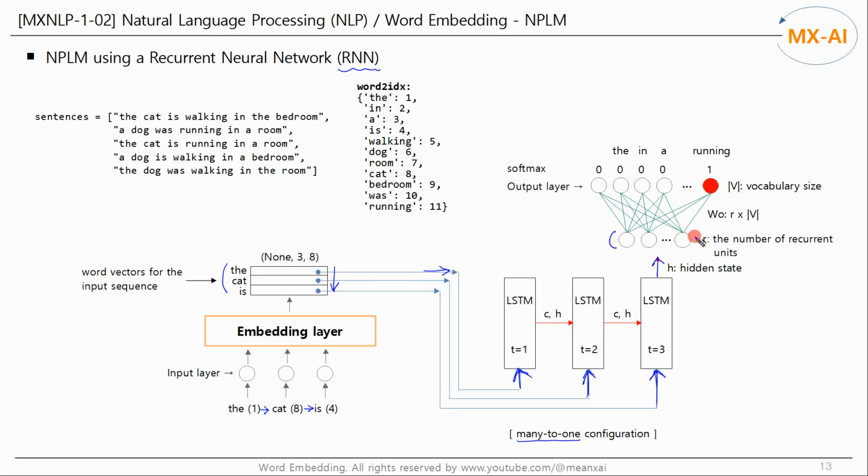This output is fed into the output layer, and the subsequent process is the same as the previous code. This example shows that the word running is activated when the word sequence the cat is entered.